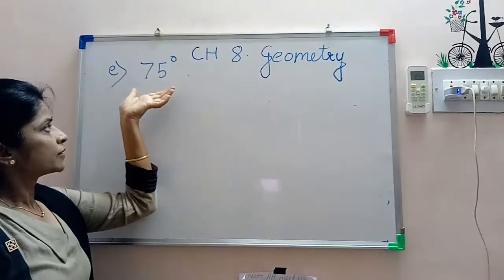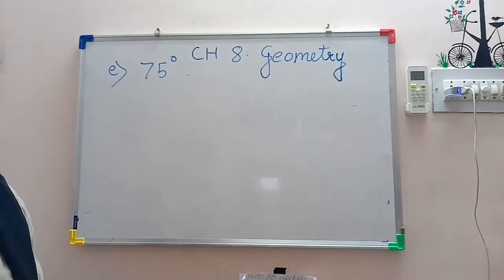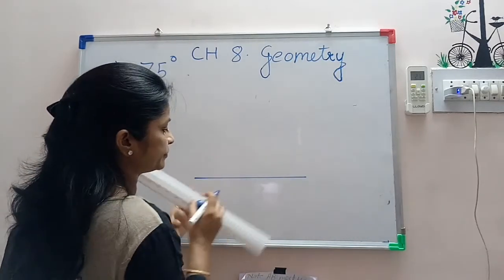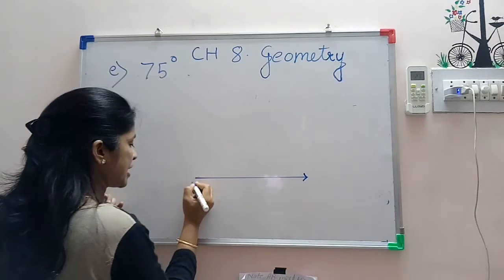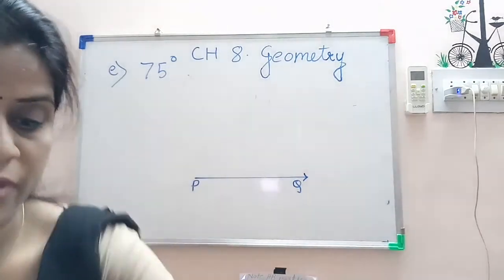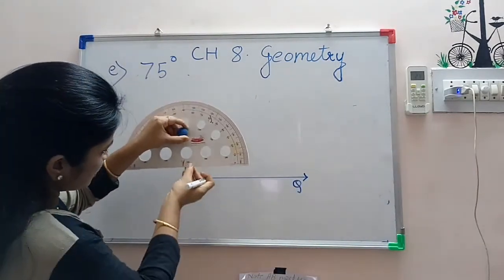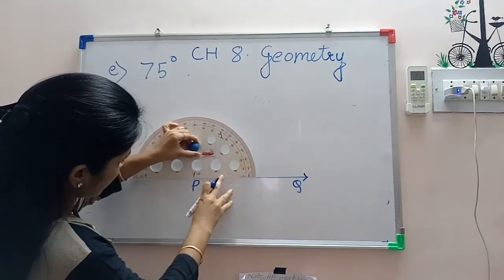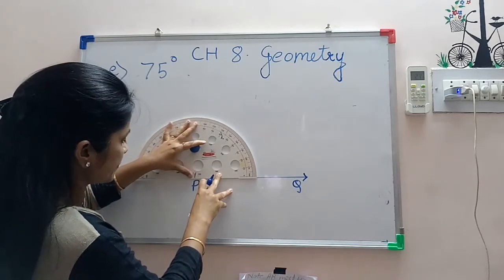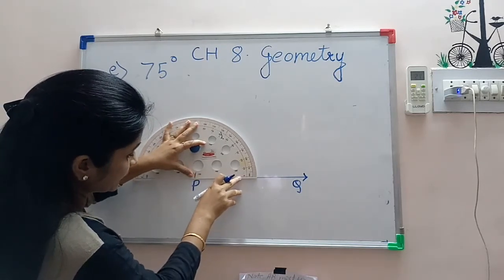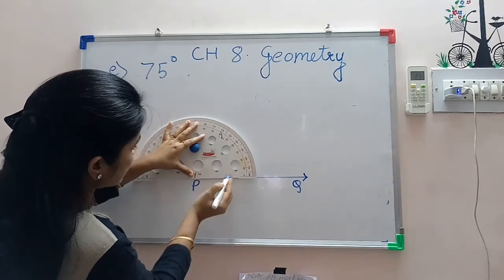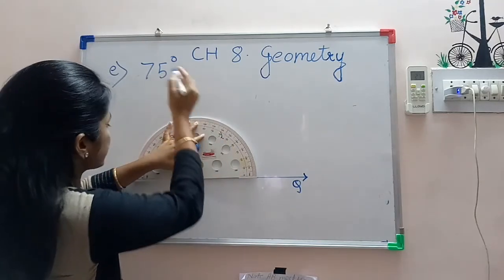Now we will draw the angle of 75 degree. Okay students, with the help of the ruler, I will draw one ray and name it as PQ. With the help of the protractor, I will keep the baseline on the ray and adjust the center on P. Now this PQ meets the 0 degree on the baseline along the inner scale. Now we will locate the 75 degree.